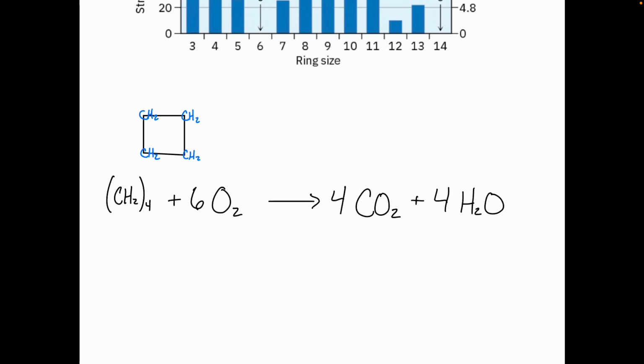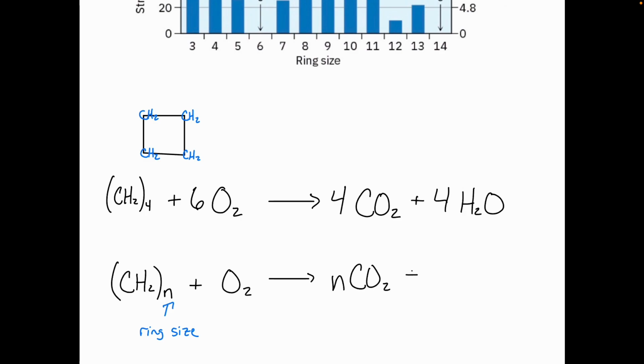So in general, for a ring, we can give it this sort of combustion reaction where we put CH2 to the n, so this is going to be the size of my ring, plus oxygen, I would get n molecules of CO2 and n molecules of H2O.